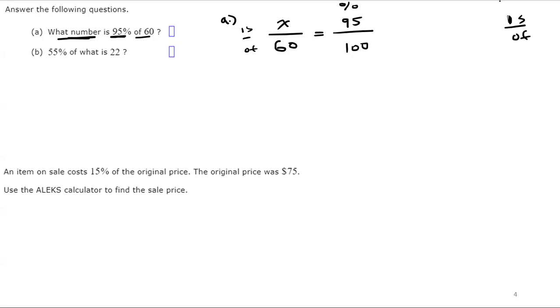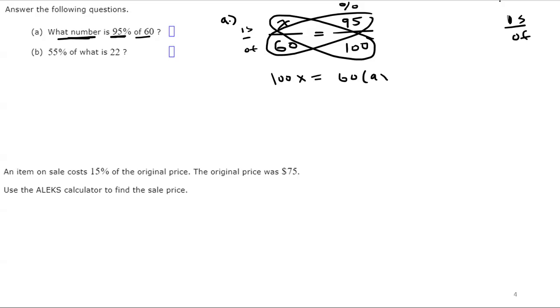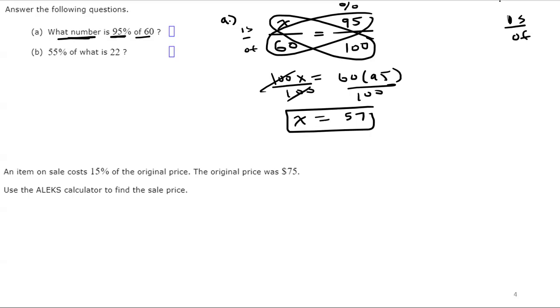Then I just cross multiply and divide. Remember, cross multiply is the butterfly move. So I multiply these together, and then I multiply these together. So I get 100x equals 60 times 95. Then divide both sides by 100. And then I get 57. Again, do you have to do it this way? Absolutely not. You can do whatever works with your brain.